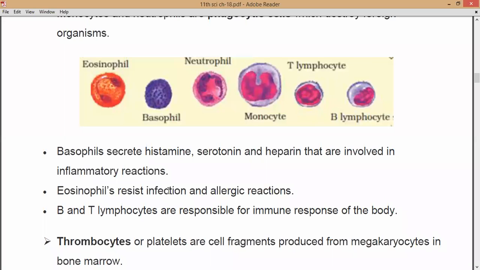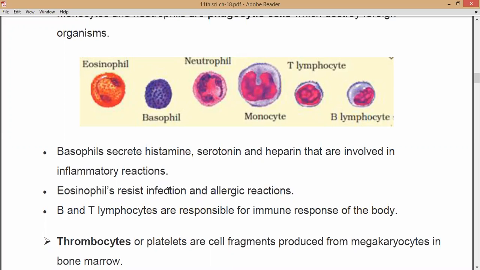Eosinophils resist infection and allergic reactions. The function of eosinophil is to resist infection, that is, it gives you immunity, and it also resists allergic reactions. Whenever any allergies attack you, eosinophils help you to resist that infection.